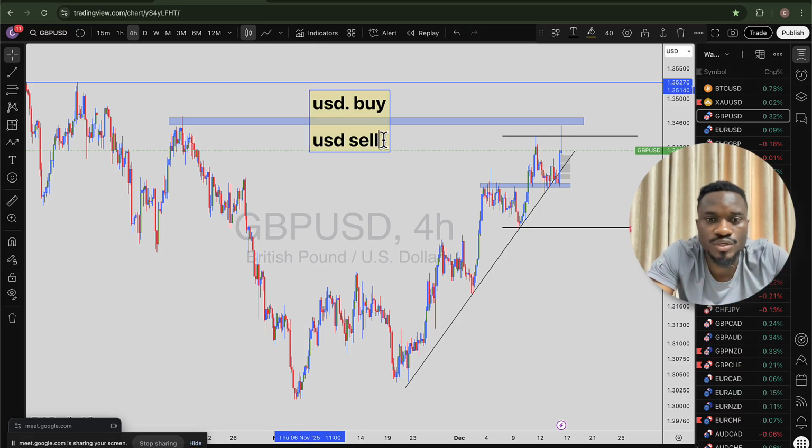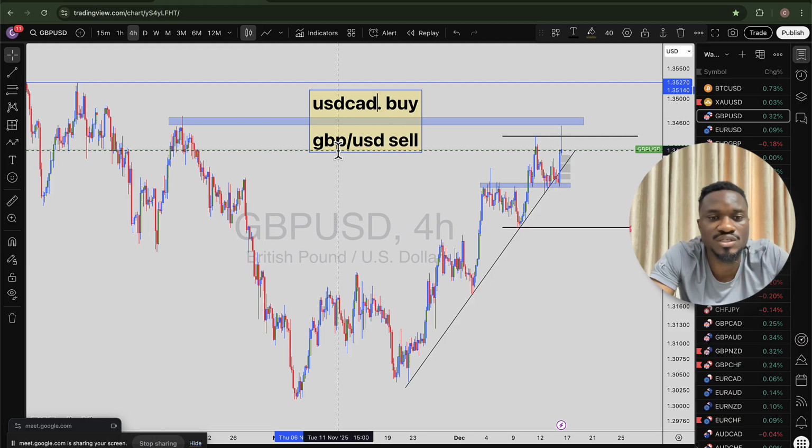The only thing you can do is, if you are buying USD, then make sure if you want to sell any currency, the currency should be something like GBP USD. So if you are selling GBP USD and you are buying USD CAD, you believe USD is strong. Because you believe USD is strong, that's why you are selling GBP USD.